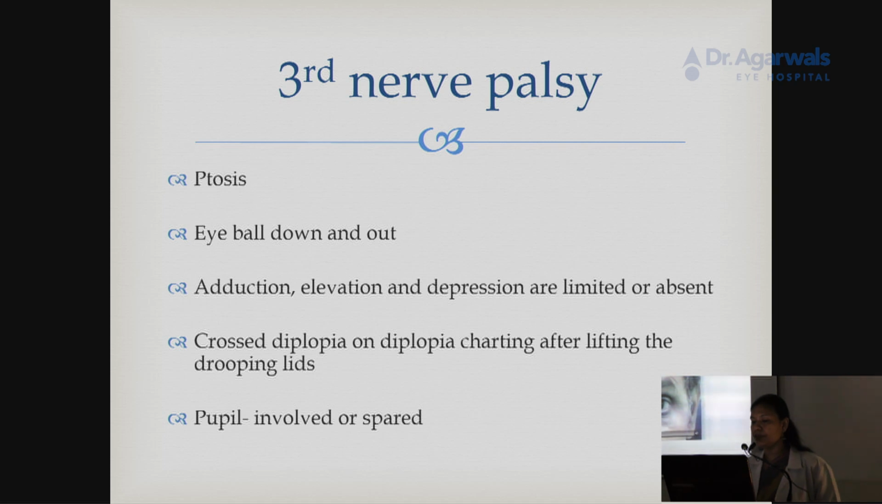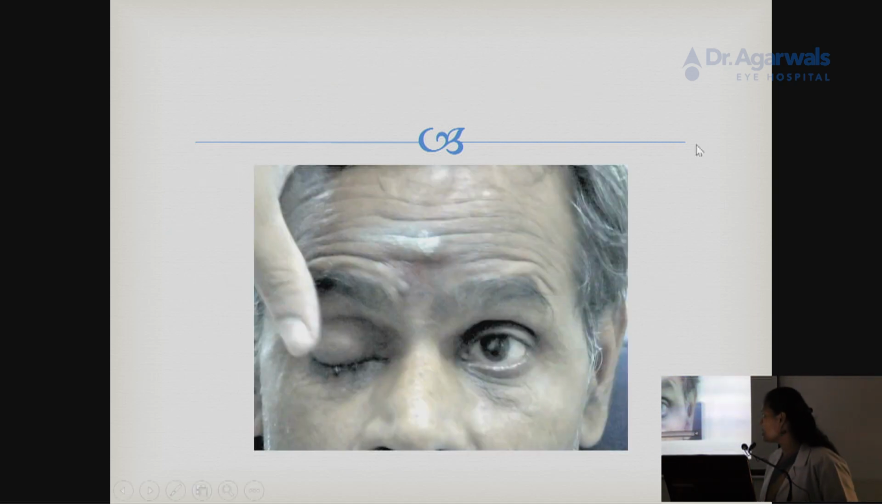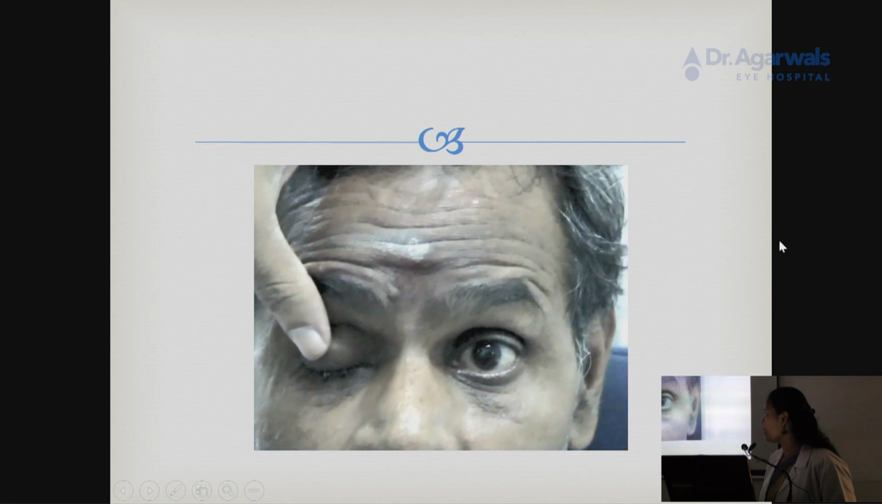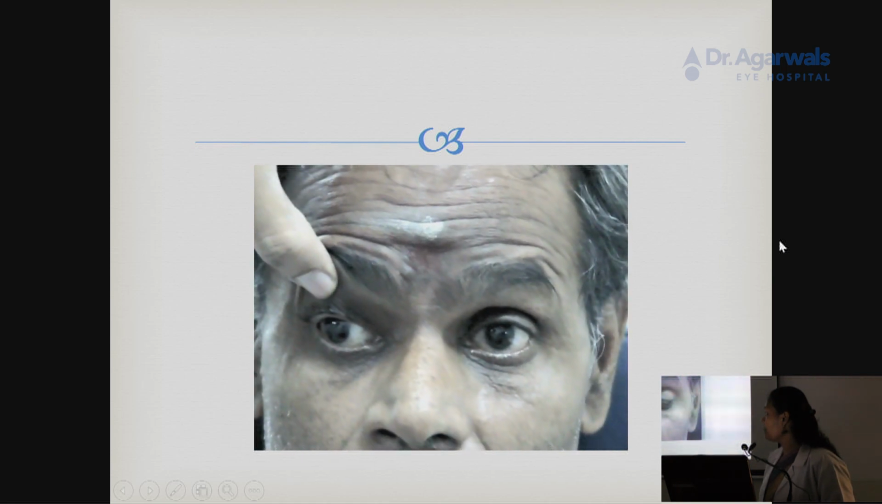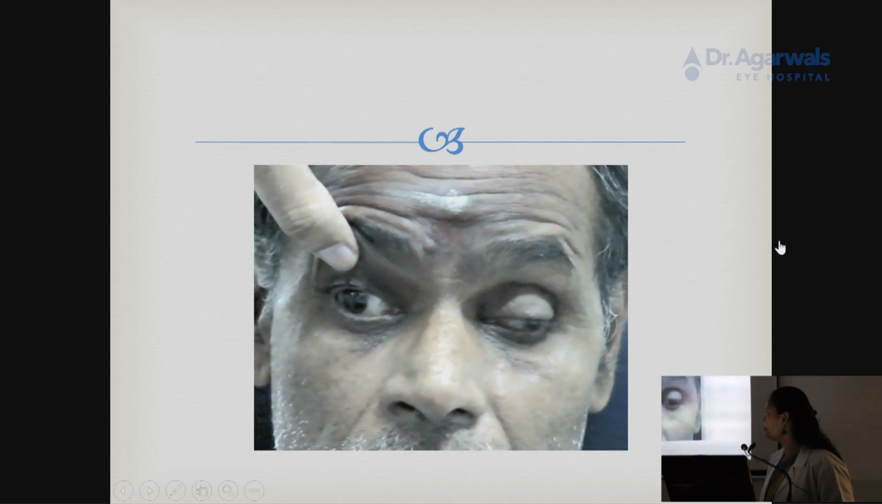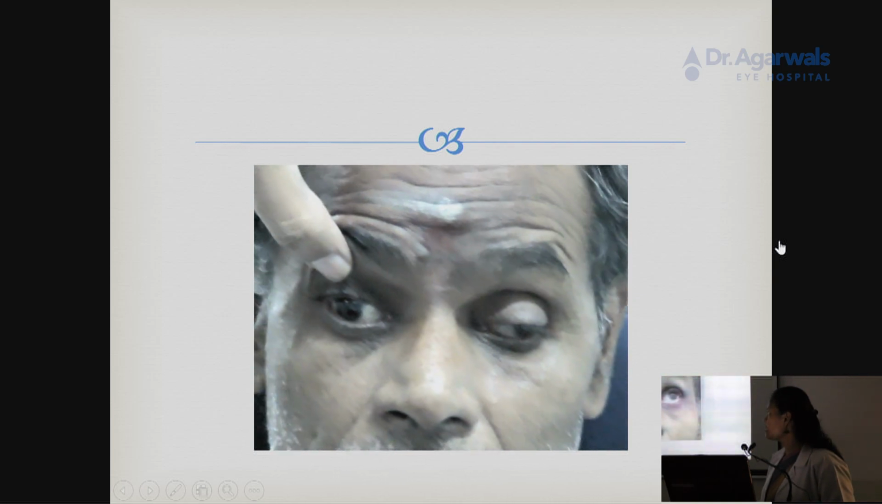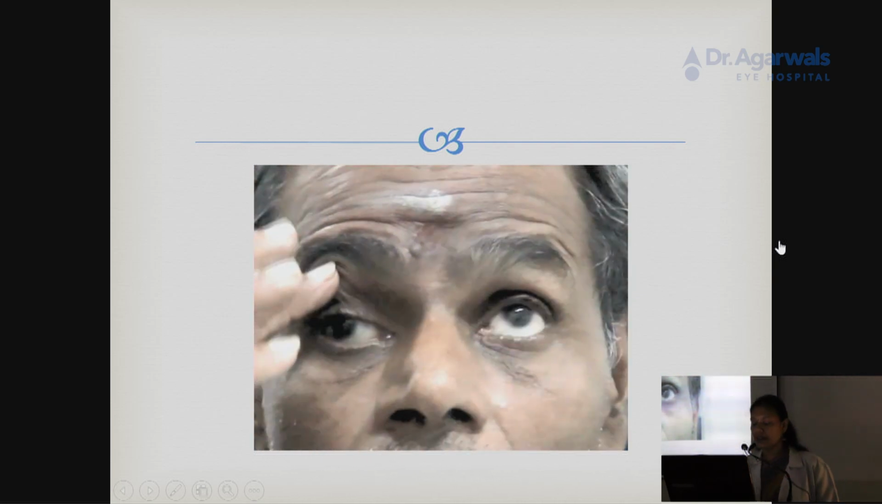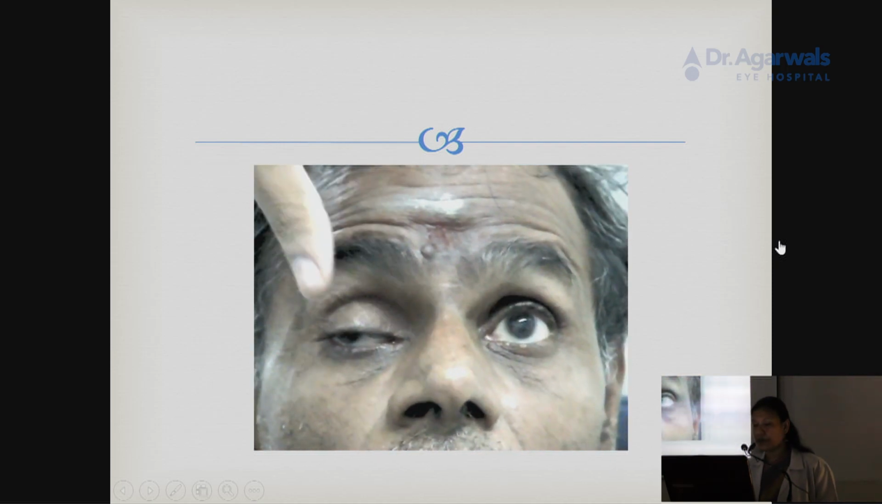You can see a video. The patient has got a complete ptosis. On lifting the lid, the eyeball is down and out. Abduction is fully present, while adduction is limited, elevation is limited, and depression was also limited. This was a case of a third nerve palsy.